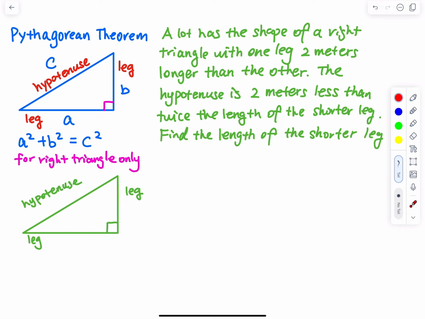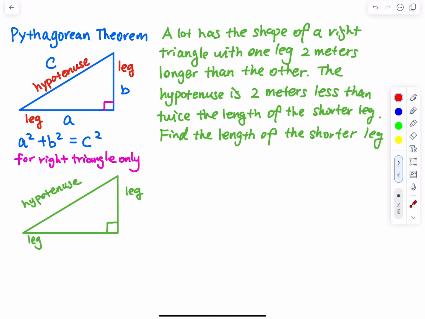What is the relationship between the lengths of A, B, and C? Well, the relationship is A squared plus B squared equals C squared. This is the Pythagorean theorem, and this theorem works for right triangles only. So if we don't have a 90 degree angle, then A squared plus B squared equals C squared doesn't work.